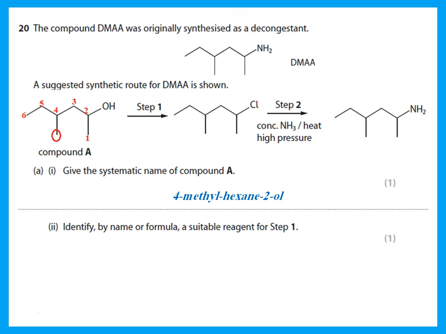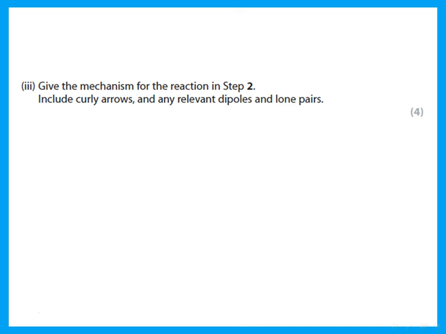Identify by name or formula a suitable reagent for step 1. What is happening in step 1? In step 1, we're changing the OH to Cl. In order to change the alcohol to a chloroalkane, I react it with PCl5.